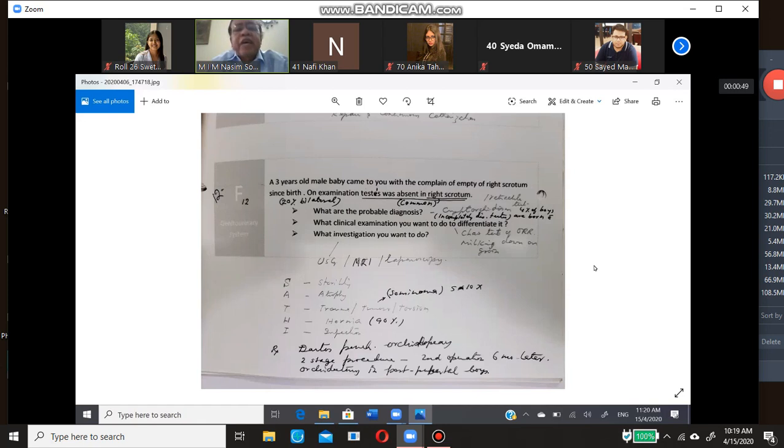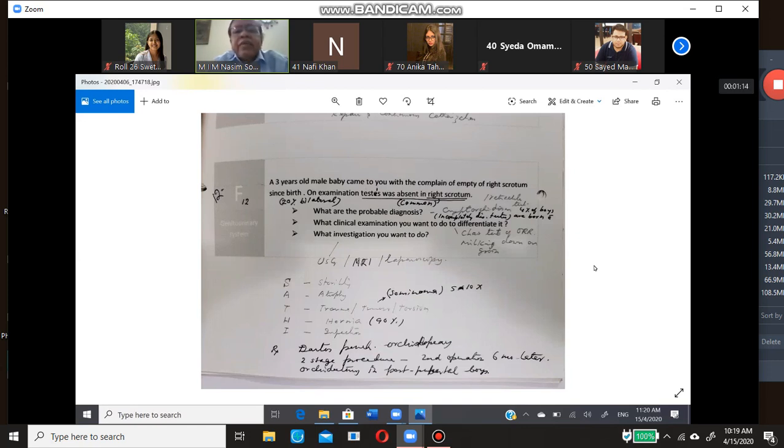Retractile testis may happen in winter time. The testis may be pulled up by the action of cremaster, so it will be retracted and going into the lower part of the inguinal canal. This is by contraction of the cremaster. So incomplete descended testis and retractile testis has got some difference.